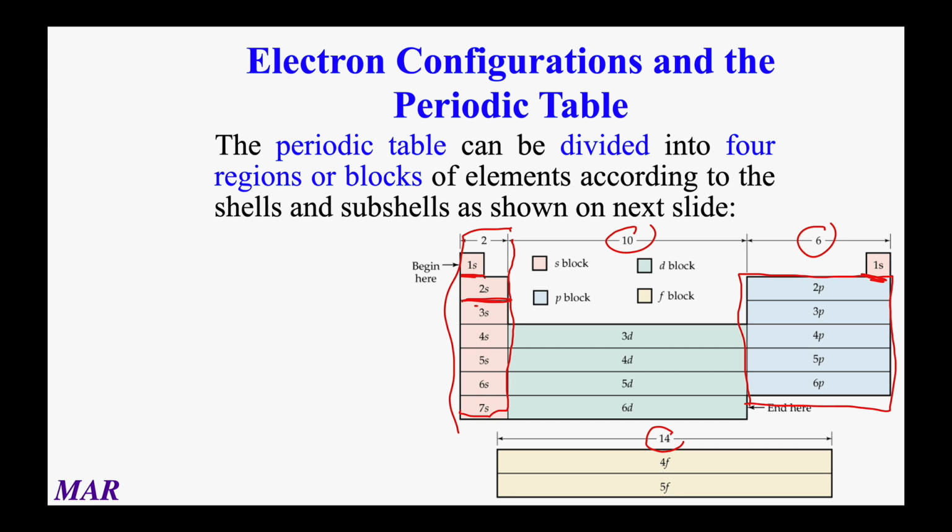So you can argue that the periodic table, in part at least, is set up because of quantum mechanics, which is kind of crazy.